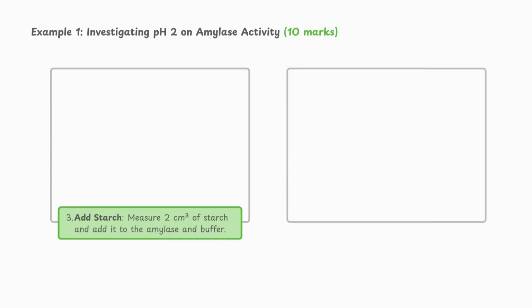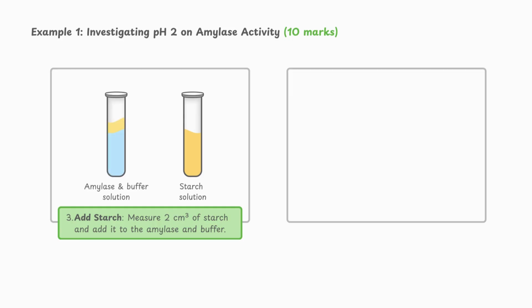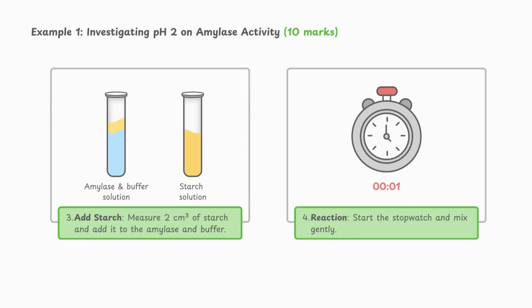Step 3. In a separate test tube, measure 2 cubic centimeters of starch solution. Then pour the starch into the test tube containing the amylase and buffer. Step 4. As soon as the starch is added, start the stopwatch. Gently mix the solution using a pipette to ensure the enzyme and substrate are evenly distributed.